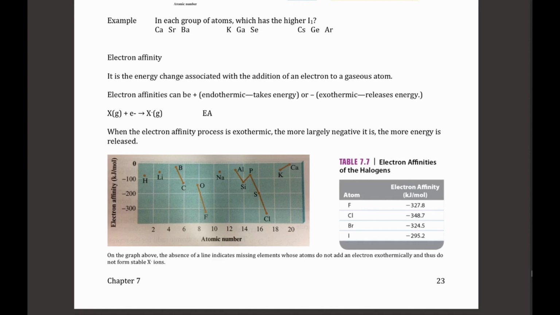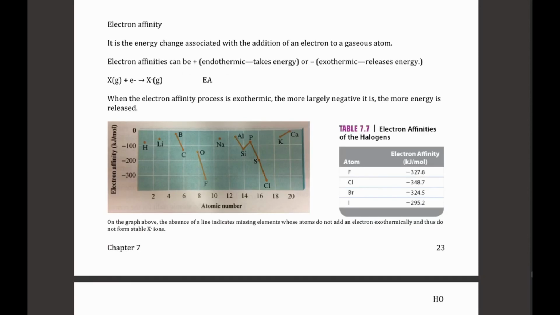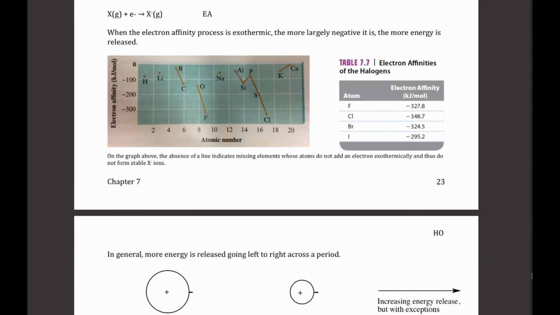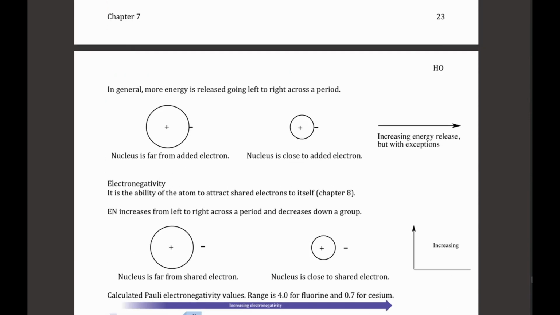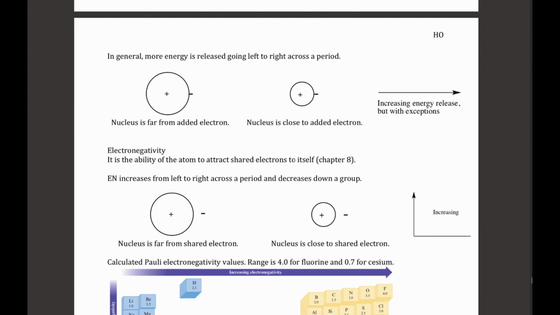But there's many discrepancies in the electron affinity trend. So in general, more energy is released going left to right across the period. That's when energy is released, but it's only in general. And as we talked about, the nucleus is farther from the electron in the big one, moving toward the right to being a smaller atom, so the nucleus is closer to that added electron. Like I wrote, increasing that way toward the right with energy release, but with exceptions, many.